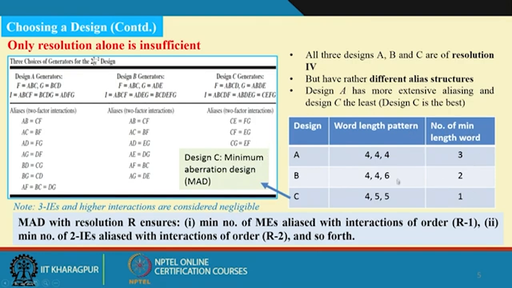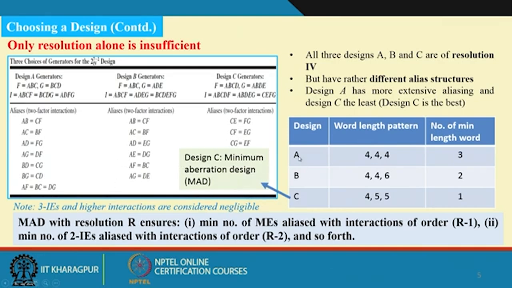You see that for A the minimum length word is 3, for B the minimum length word is 2, and for C the minimum length word is 1. So, 4 is the minimum length word. Now, the design having the least minimum length word is known as the minimum aberration design. So, this minimum aberration design is the best one.